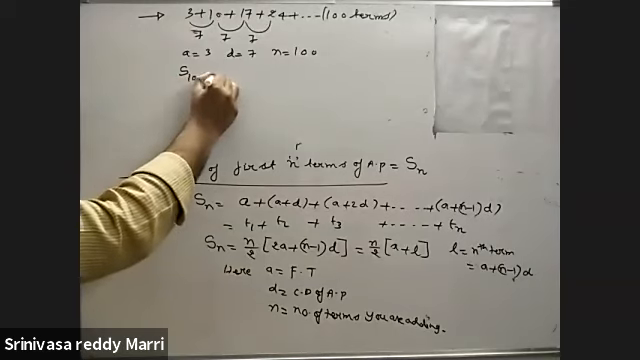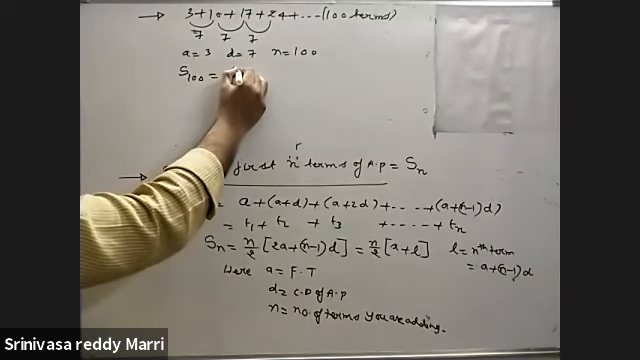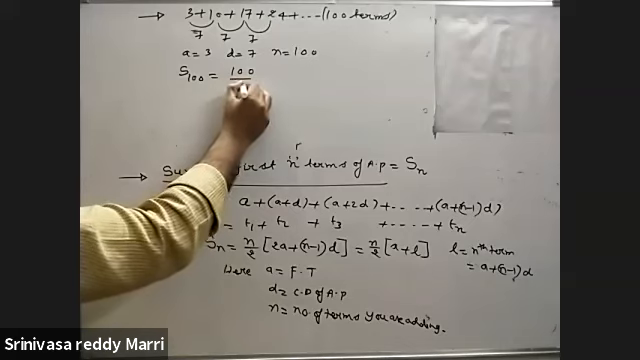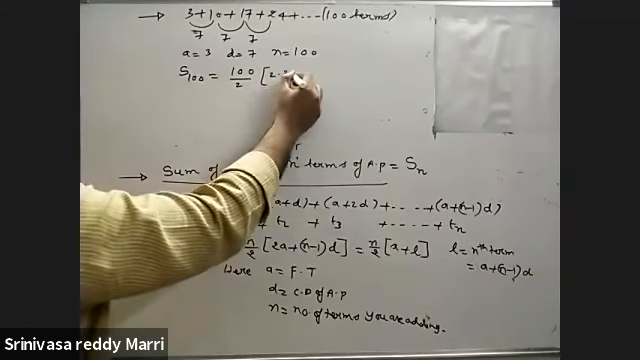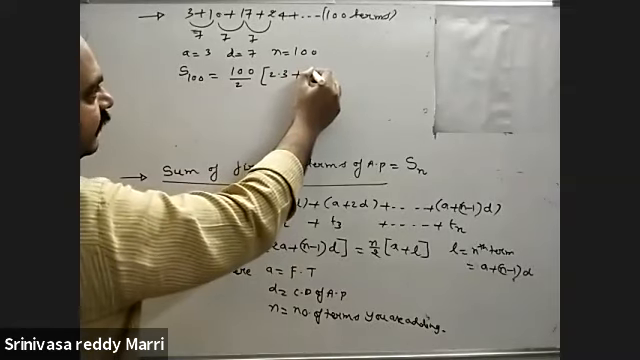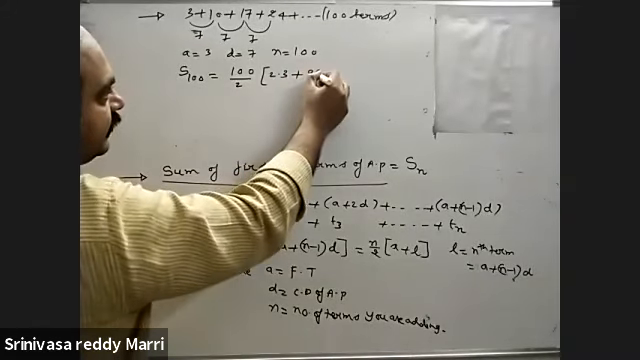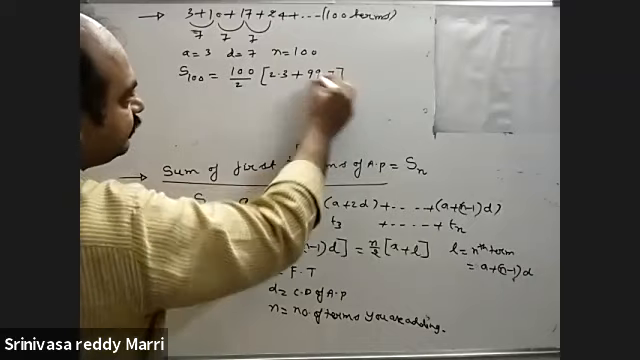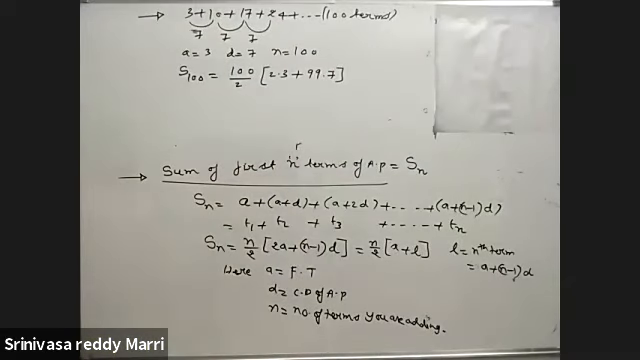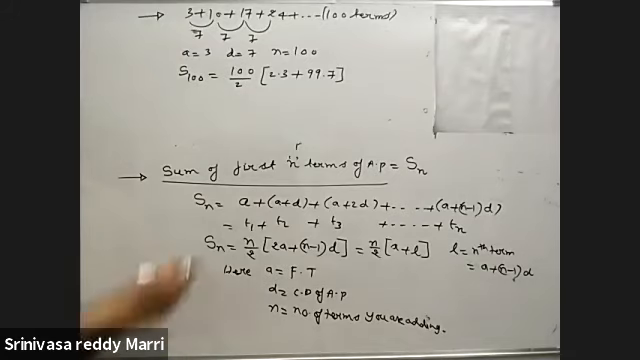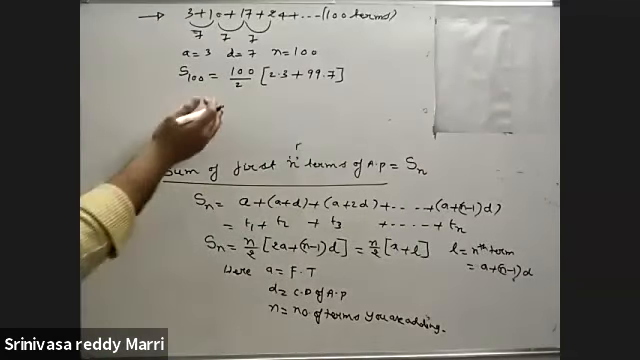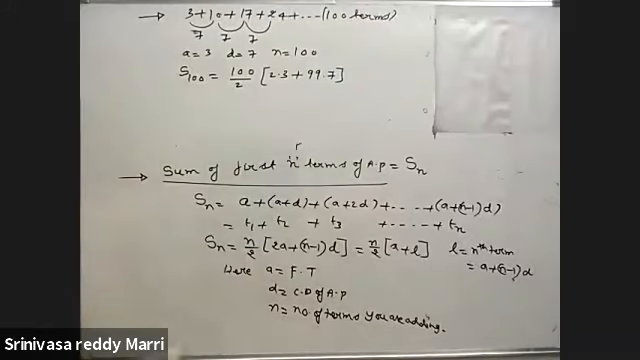So S100 equals n by 2 into 2a plus n minus 1 into d, that is 100 by 2 into 2 into a plus 99 into 7. That is the sum of 100 terms. You simplify and write the value. Like that, after substituting, you can easily calculate.